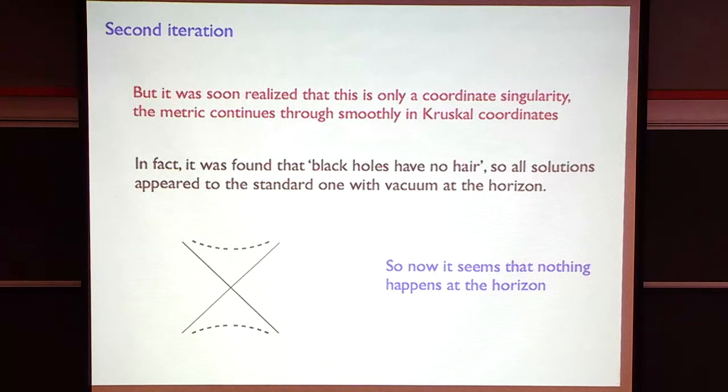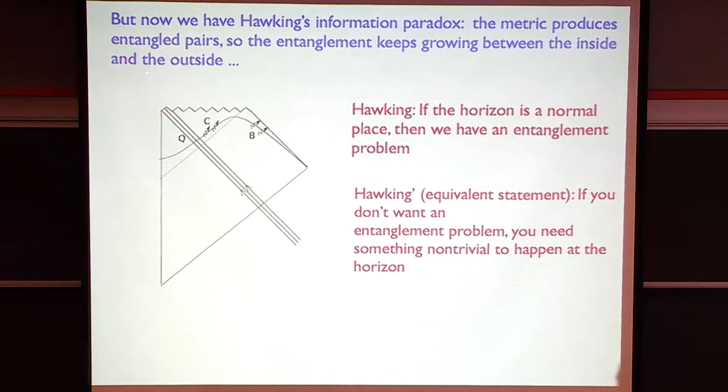And in fact, it was found black holes have no hair. So this kind of smooth geometry, spherically symmetric and all, is the only solution we had. And now it seems that nothing happens at the horizon. Okay, so let's go to what the problem with that is.